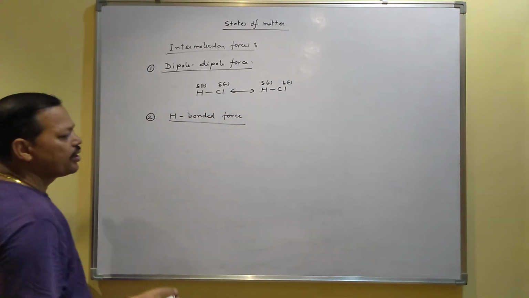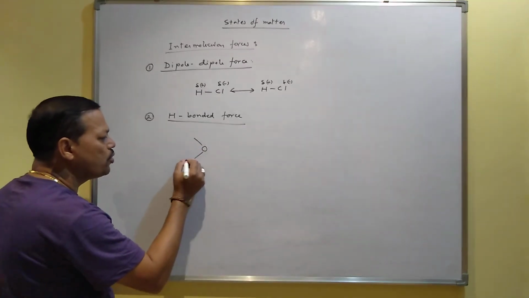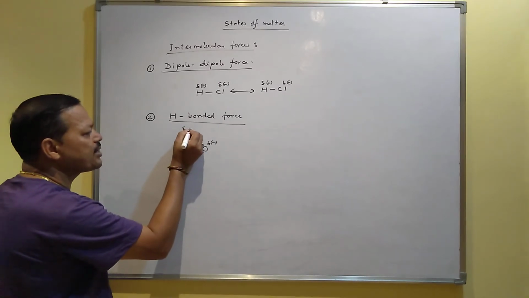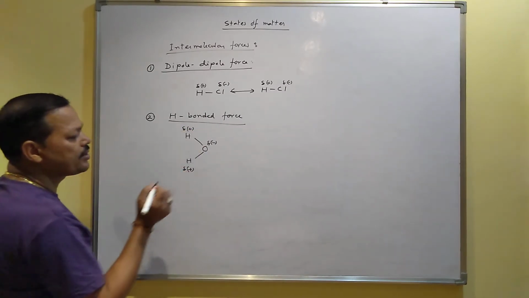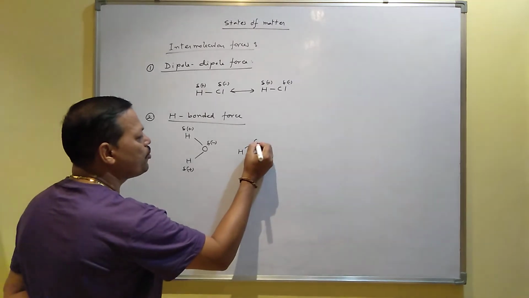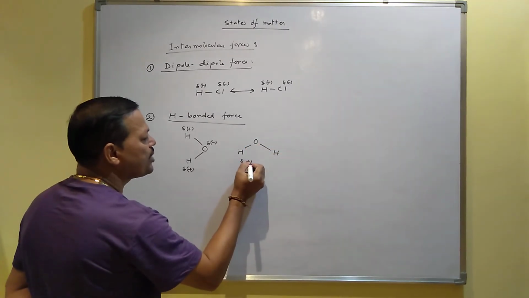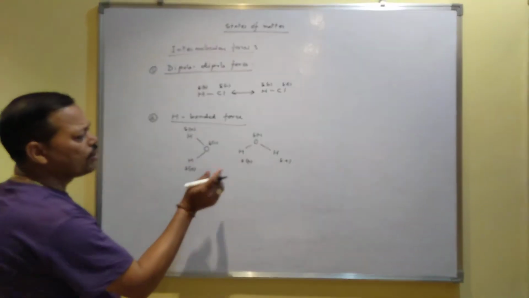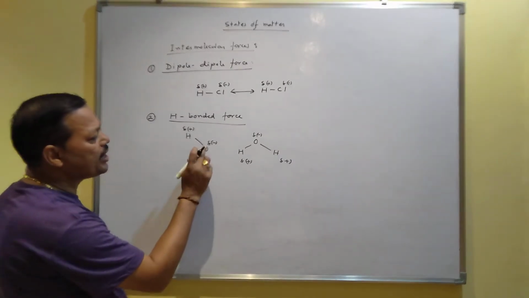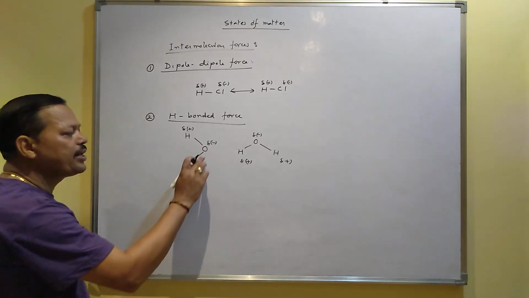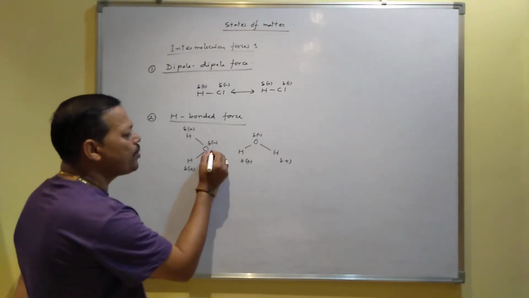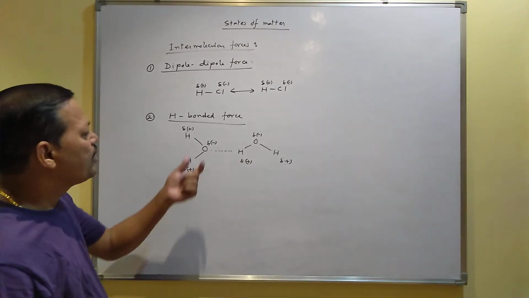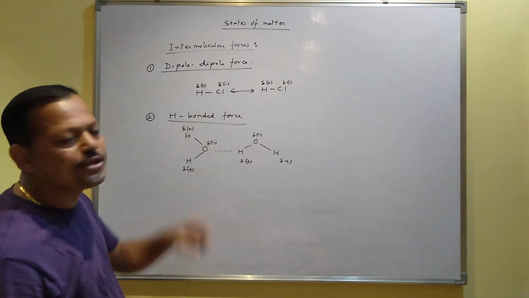Hydrogen bonded force. If you consider water molecule H2O, it has a bent shape, and due to the higher electronegativity of oxygen, it becomes delta minus, and hydrogen will be delta plus. And similarly, this is another water molecule H2O, hydrogen delta plus, oxygen delta minus. So here also the force of attraction takes place between this negative and positive, and due to the presence of oxygen, it can form a hydrogen bond between oxygen and this hydrogen, I mean this positive and negative. This type of force is called hydrogen bonded force.